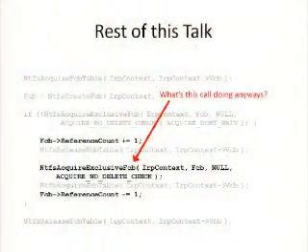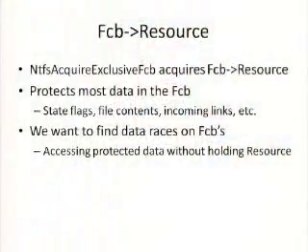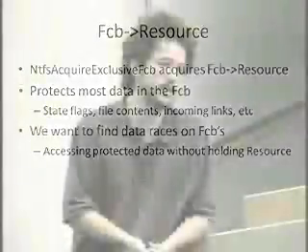And to that end, we'll be going into a more complicated example for the rest of the talk. We had this acquire exclusive FCB function which can throw. We're wondering, what is this call actually doing? It's acquiring the main resource on that file so that it can access that file's contents. And this resource is stored at FCB arrow resource, and it protects most data in the file.